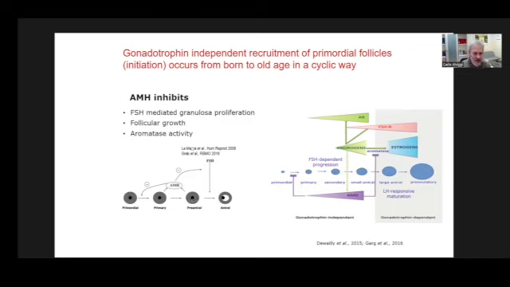Because anti-Mullerian hormone is very important in the inhibition of FSH-mediated granulosa proliferation, is a modulator of follicular growth, and is a modulator of aromatase activity. So if the anti-Mullerian hormone is there, for instance, in patients with a very good ovarian reserve, the pressure of the FSH on follicles is modulated. And so any single step in the Gougeon scheme that I presented in the first slide will be very synchronized and progressive.